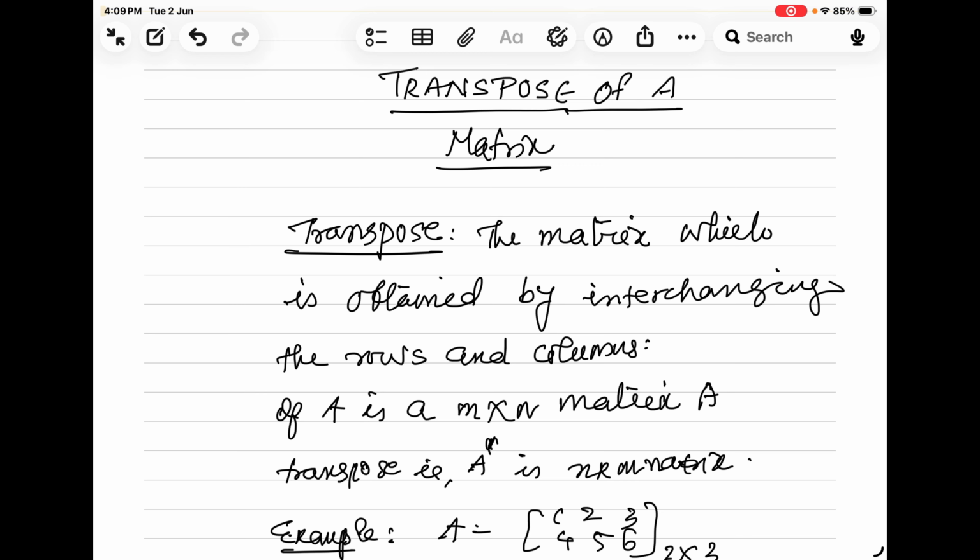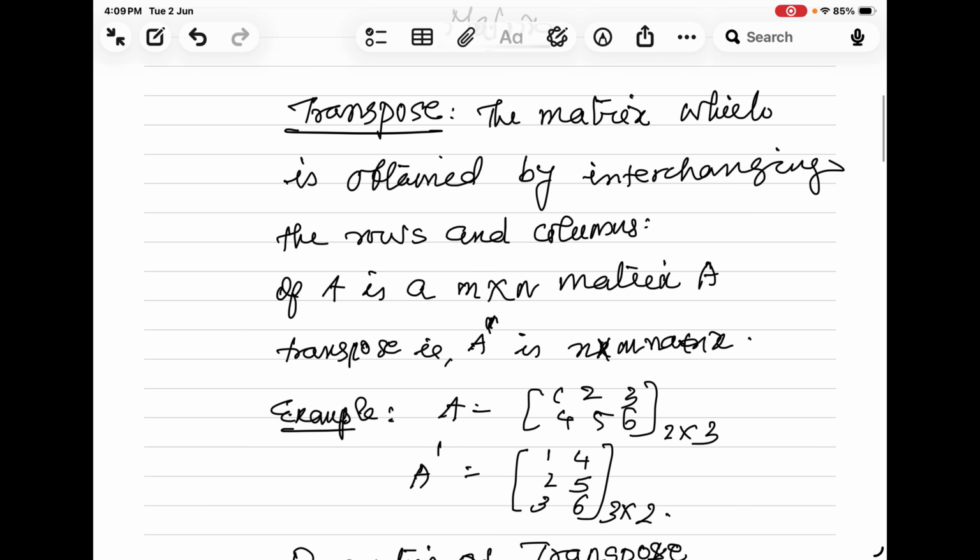So A transpose is an N by M matrix. That is, if A is M by N, then the rows and columns are interchanged. Therefore, the order of A transpose is N by M. A transpose, that is A dash, is an N by M matrix.